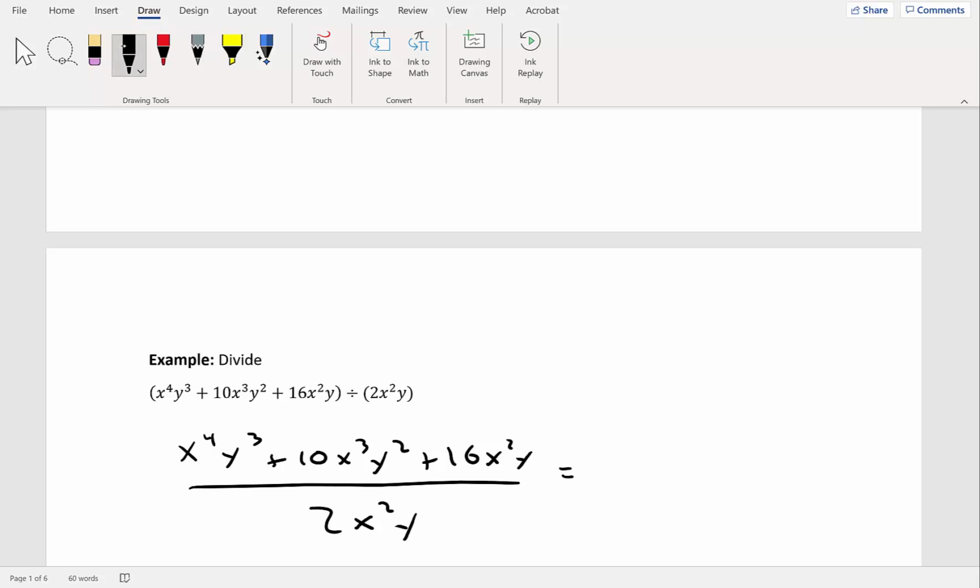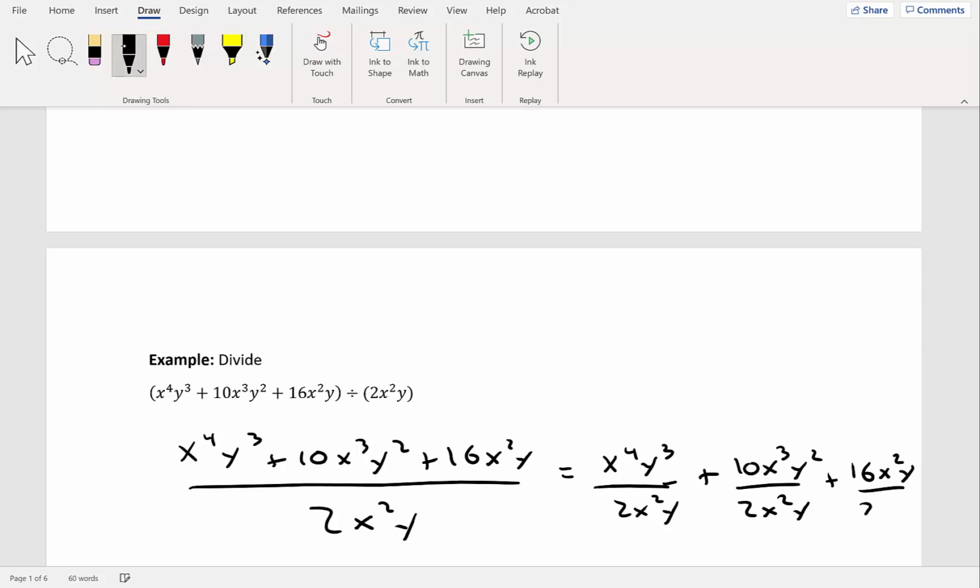Now I'm going to divide each term in the polynomial by that monomial. So I have x to the 4th, y cubed, divided by 2x squared y, plus 10x to the 3rd, y to the 2nd, divided by 2x squared y, plus 16x squared y divided by 2x squared y. So we have three separate fractions. Let's go ahead and simplify.